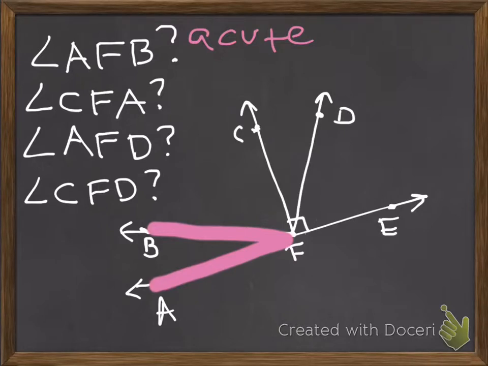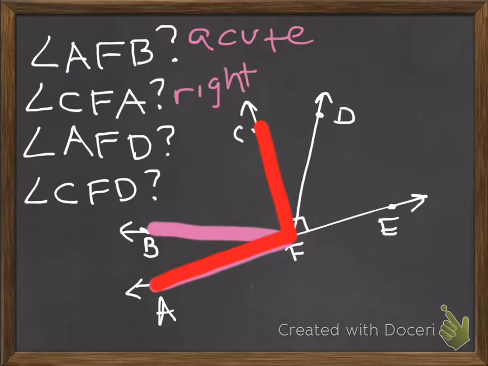CFA is here. And notice that it is labeled with the right angle symbol, so that's going to be a right angle. The right angle symbol is right here. So we can assume that the sides of that angle are perpendicular.